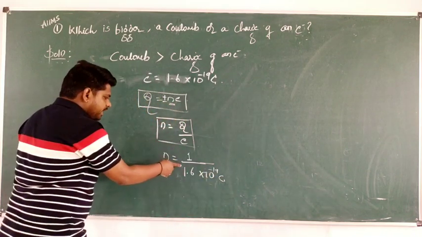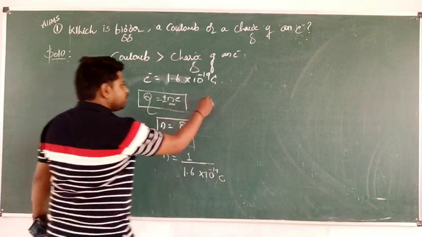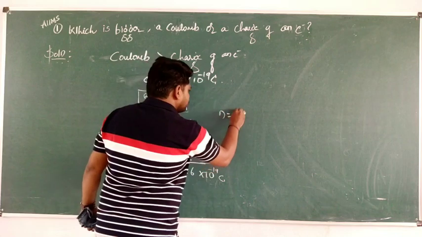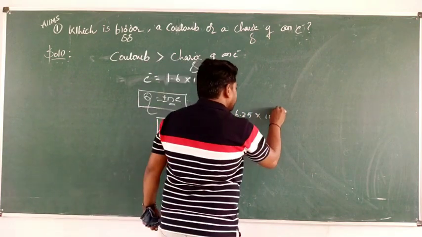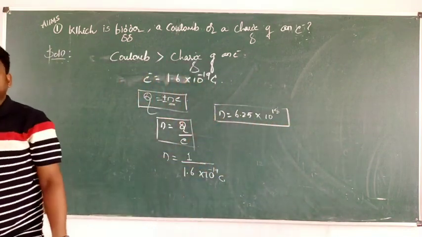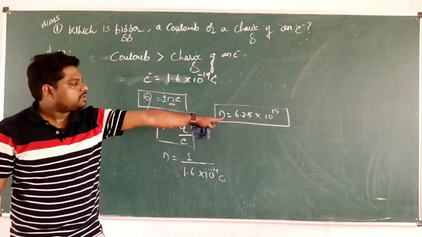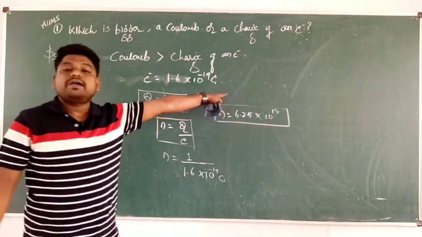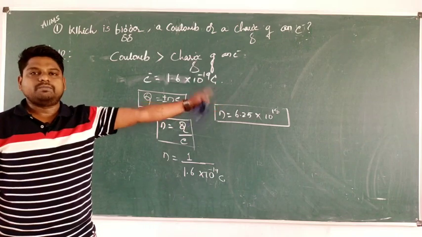So if you mathematically divide this, 1 divided by 1.6, you will end up with an answer N equals 6.25 into 10 to the power of 18. These many electrons are there in 1 coulomb.